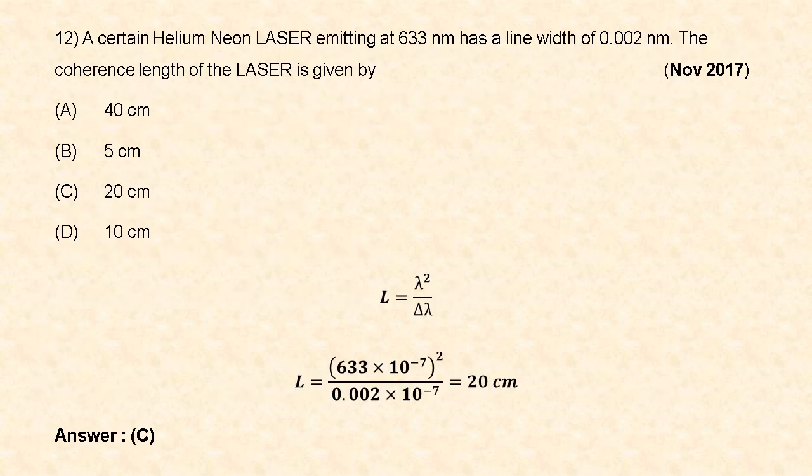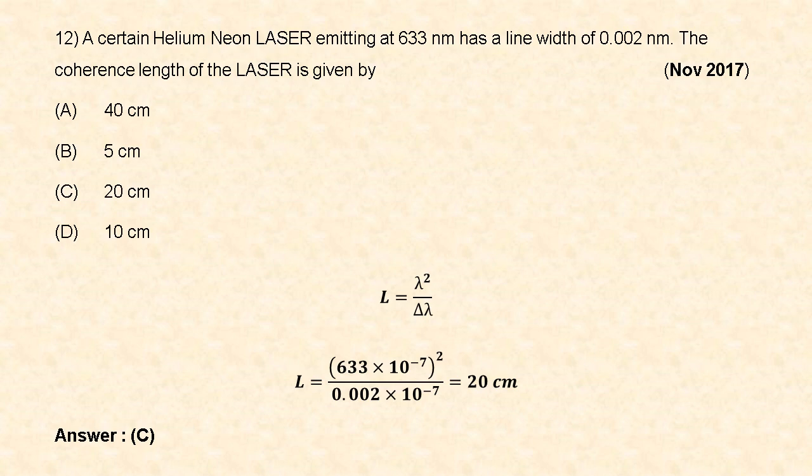Next question. This question was asked in November 2017. A certain helium neon laser emitting at 633 nanometer has a line width of 0.002 nanometer. The coherence length of the laser is given by? We know the formula for coherence length of the laser as L equals lambda squared by del lambda. Substituting wavelength lambda as 633 nanometer and line width del lambda as 0.002 nanometer, we have the coherence length as 20 centimeter. So option C is correct.